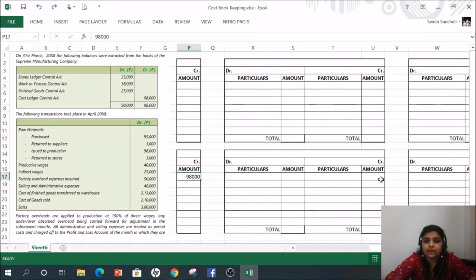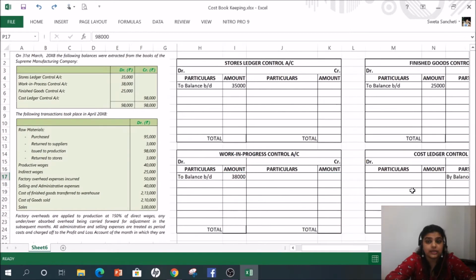I have also prepared some extra ledgers in case we need them. But when you are starting the question, start with those ledgers for which they have already provided you the opening balances. Now, the following transactions took place in April 2018. We are done till here. So now let us continue from here.